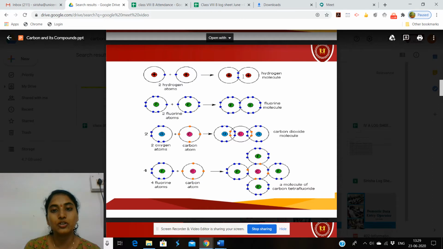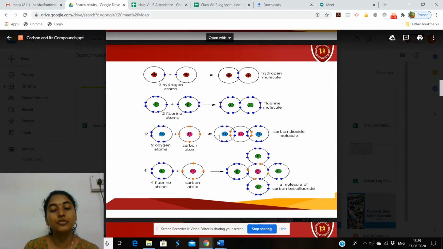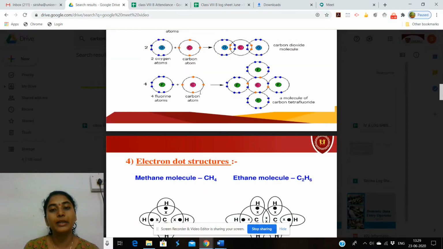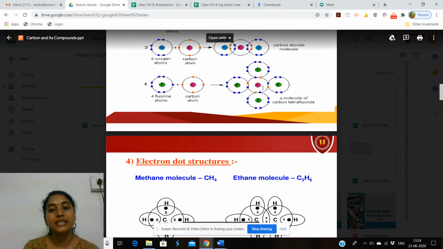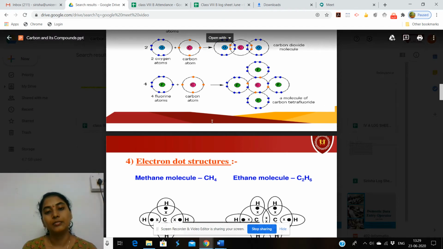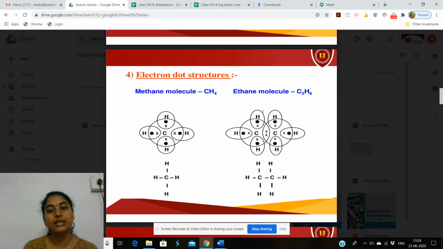See here, two hydrogen atoms combine together to form a single covalent bond. Two fluorine atoms combine to form a fluorine molecule. Two oxygen atoms and a carbon atom combine together to form a carbon dioxide molecule. Whereas fluorine atoms as well as a carbon atom combine together to form CF4, carbon tetrafluoride. Let us see the electron dot structures of the methane molecule as well as the ethane molecule.